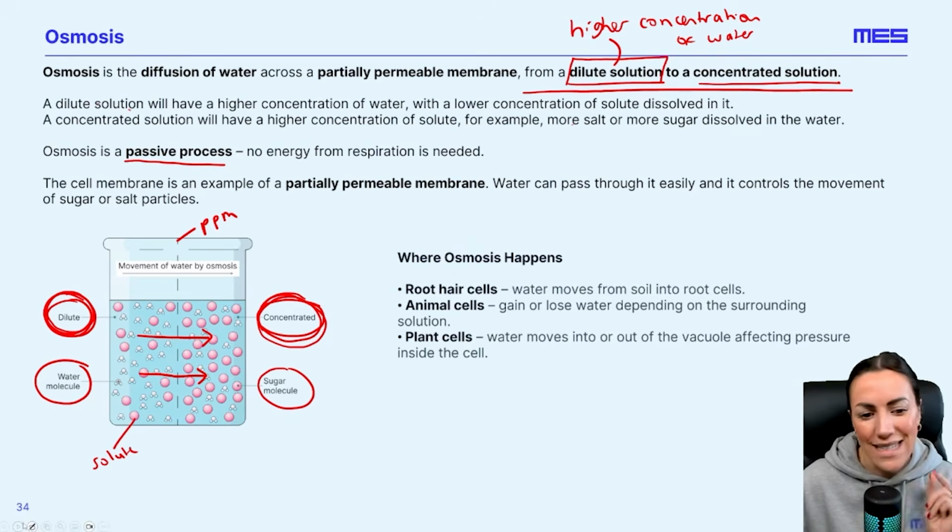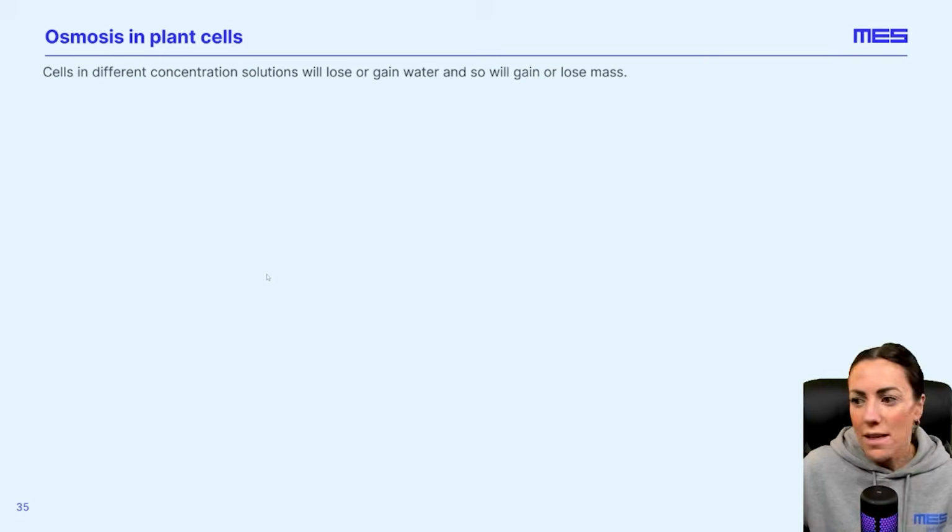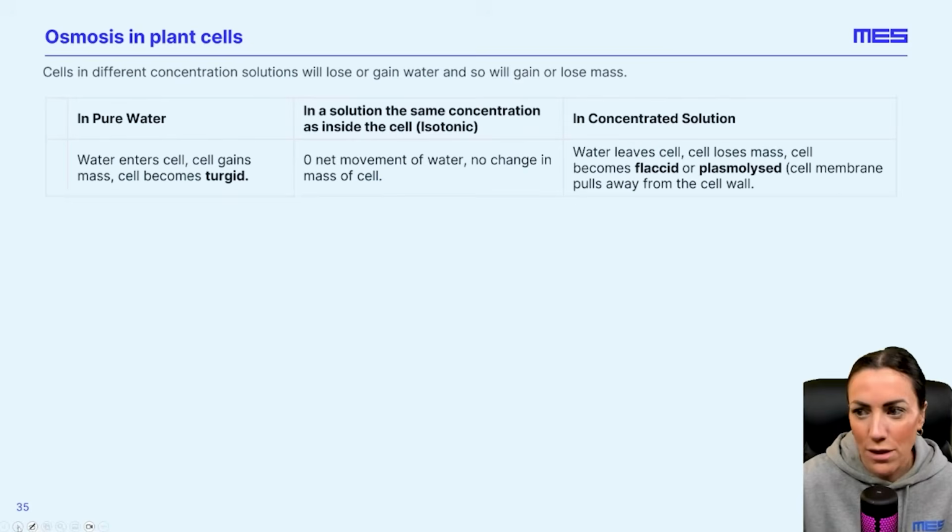So what we're going to do next is look at specific examples of osmosis in plant cells and animal cells, because plant cells have a cell wall, so they do behave differently when water enters the cell. So let's have a look at how osmosis can affect plant cells. If you put plant cells into different concentrations of solution, they would either gain water and gain mass or lose water and lose mass as a result of water moving in or out by osmosis.